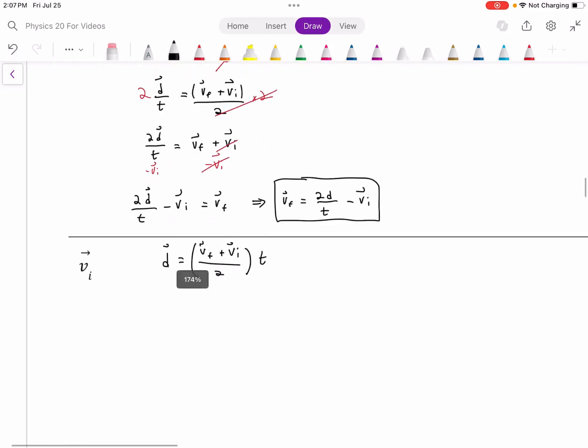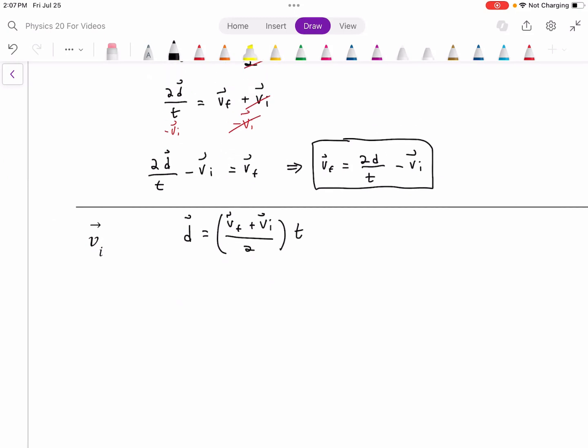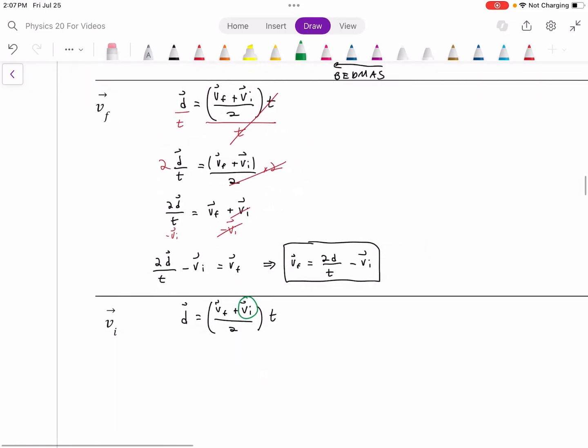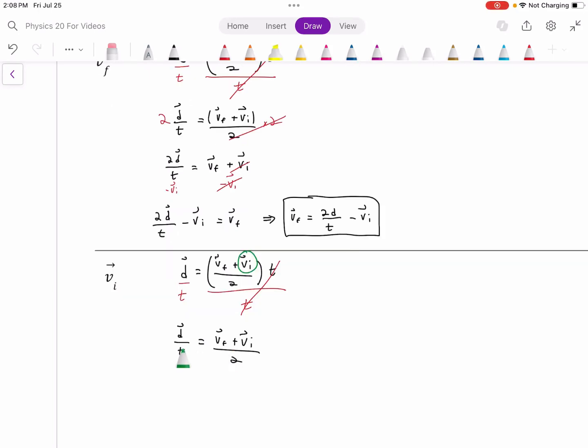Okay, so let's go ahead and give this one a shot. I'm going to do the same process. I'm going to go a bit quicker here. I want to solve for VI. So I ask myself what operations are being performed on it, remembering the reverse order of operations. So first things first, everything in the brackets is being multiplied by time. Let's divide by time. That's going to leave me with this.